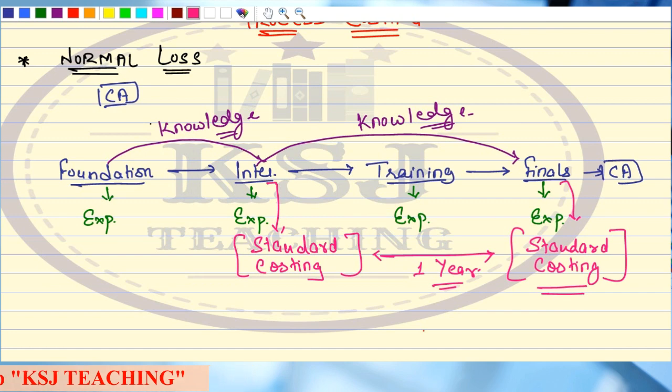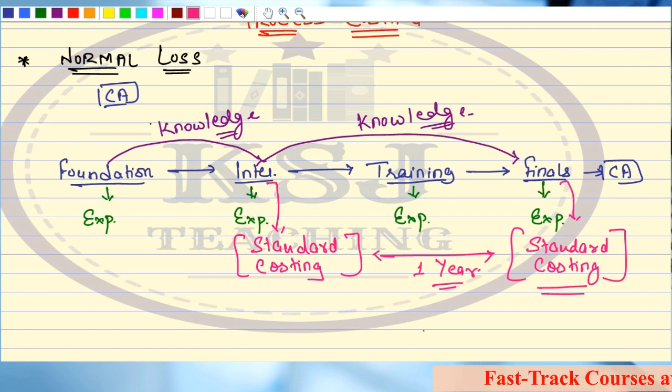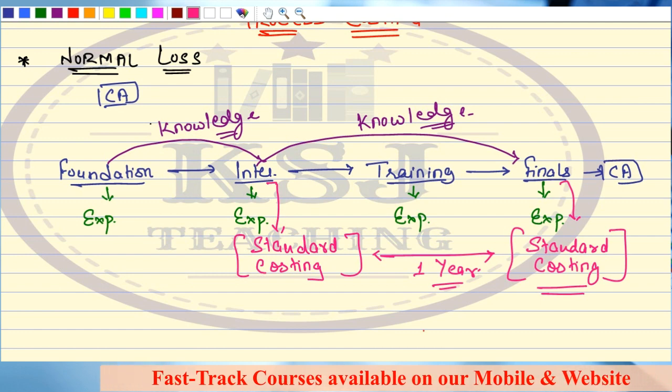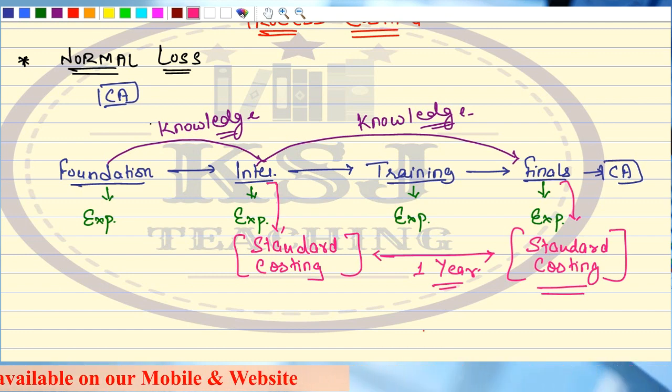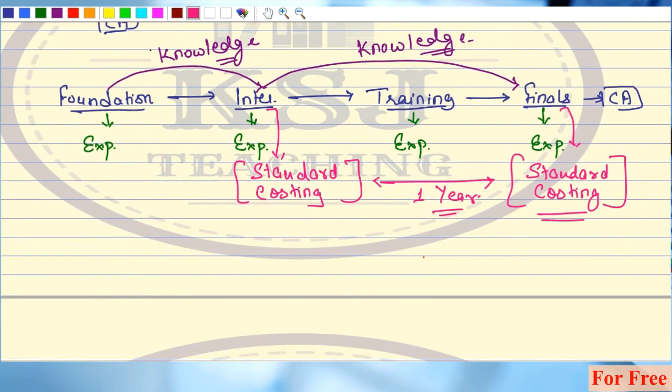It is possible only in rare cases. In most cases, it is not possible that you will remember each and everything of standard costing that you studied in CA Inter after 1 year when you will be studying CA Finals, right? Obviously, sir, this is a human brain. This is not a robotic brain, isn't it? So the human brain will obviously forget some things.